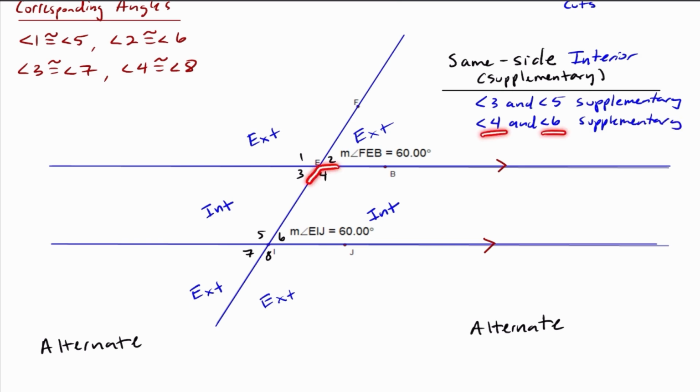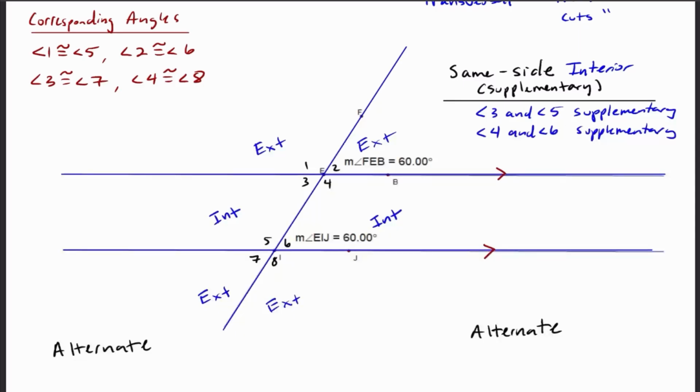Why can I say angles 4 and 6 are supplementary? Well, they are angles that are on the same side of the transversal and also on the interior of the parallel lines. So remember, same side interior angles are supplementary. So we are done with same side interior angles. We are not going to discuss same side exterior angles because we can figure out those angles by using other theorems. So we're going to go ahead and move on to alternate interior and exterior angles.